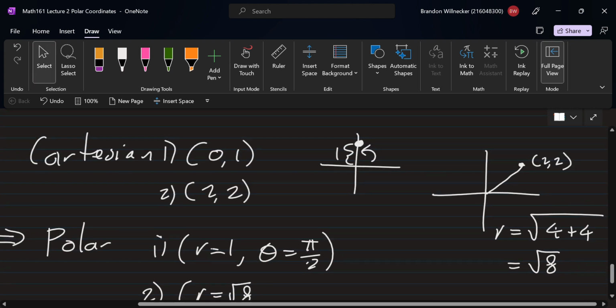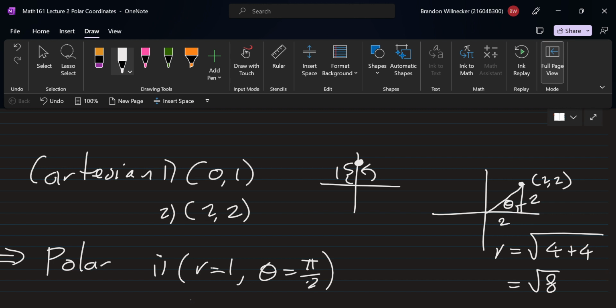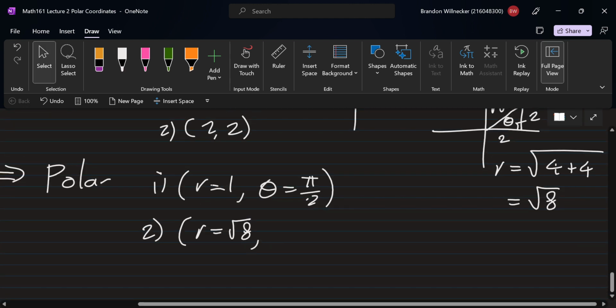What about the angle? So we can complete the triangle. We want the angle, that side's 2, that side's 2, this side's root 8. We can do a bit of trig to find the angle, and we'll see that it's pi over 4. All right, that's like your 1, 1, root 2 triangle. So theta is pi over 4.